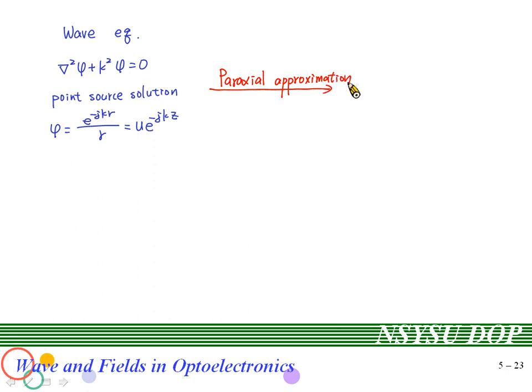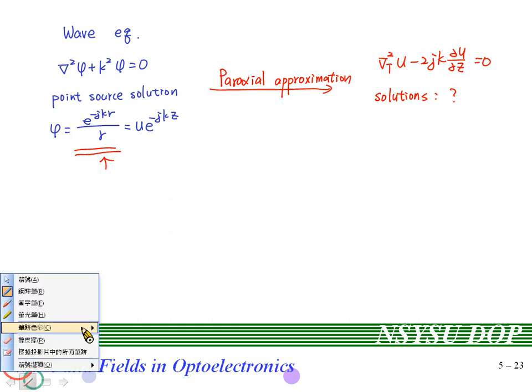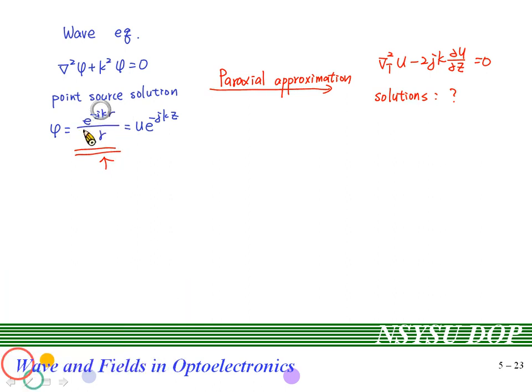Then, let us perform the paraxial approximation. In the derivation of the previous slide, you know that the wave equation after paraxial approximation will become the transverse Laplacian u minus 2jk partial u over partial z is 0. And then what will be the corresponding solutions? To find the corresponding solutions, we can just perform the paraxial approximation of the original solution. Okay, so consider the original solution shown here.